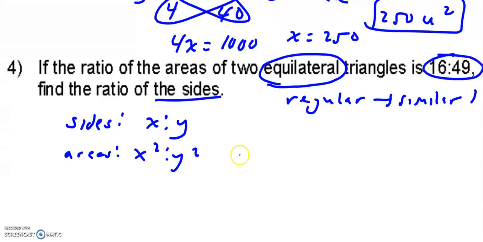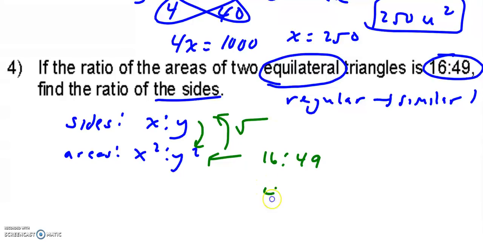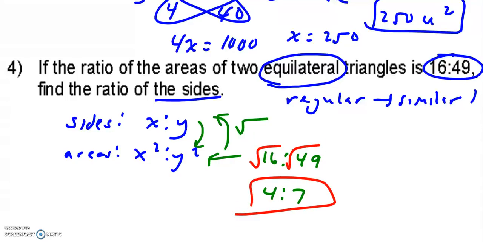This time, I gave you this. I told you that the ratio of the areas was 16 to 49. So if we are squaring to get this direction, it would make sense to go this direction to take the square root, which means that the ratio of your sides would have to be 4 is to 7, because what you're technically doing is taking the square root of both. So this would be your answer for number 4.